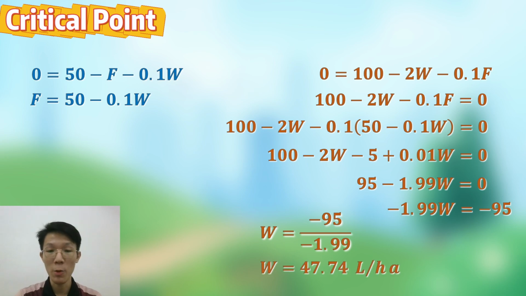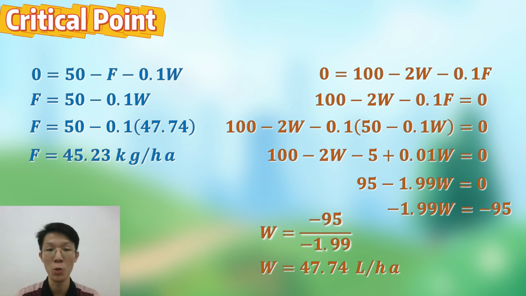So W is equal to 47.74 liters per hectare. When we get the answer of W, we can substitute it into the first equation. And finally, we get the answer of F is equal to 45.23 kg per hectare. So far, we already have the answers for F and W.